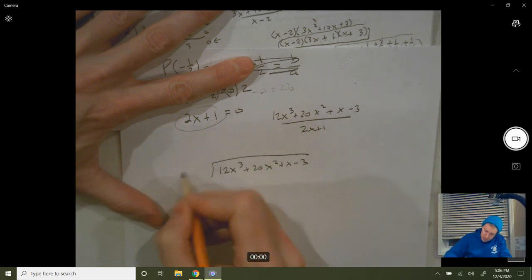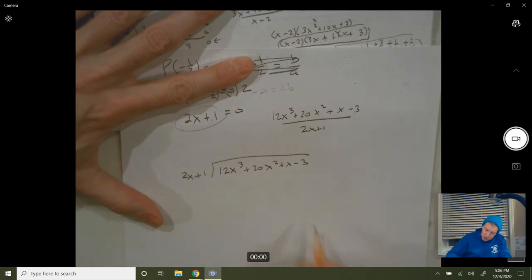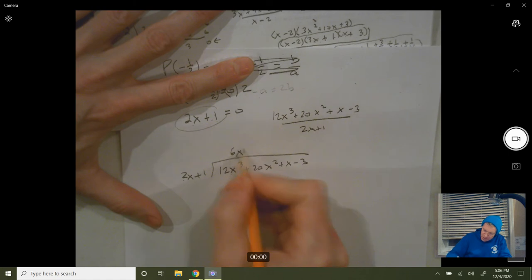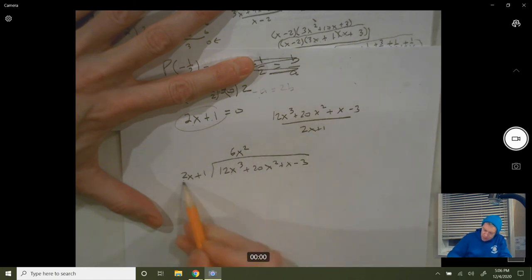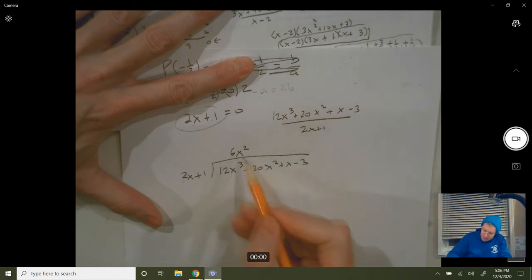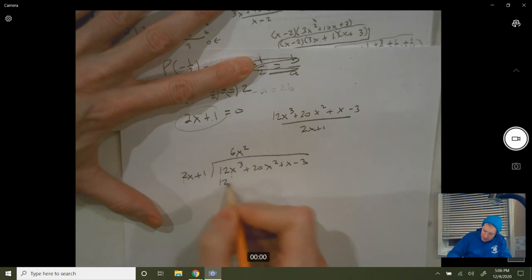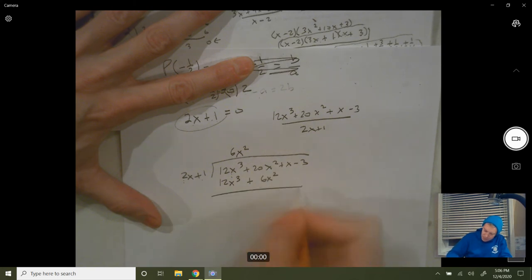Divide by 2x plus 1. 2x goes into 12x cubed 6x squared times, because 2x times 6x squared gives you this. 6x squared times 2 is 12x cubed. 6x squared times 1 gives you plus 6x squared. Subtract, subtract, that goes away. You get 14x squared plus x minus 3.